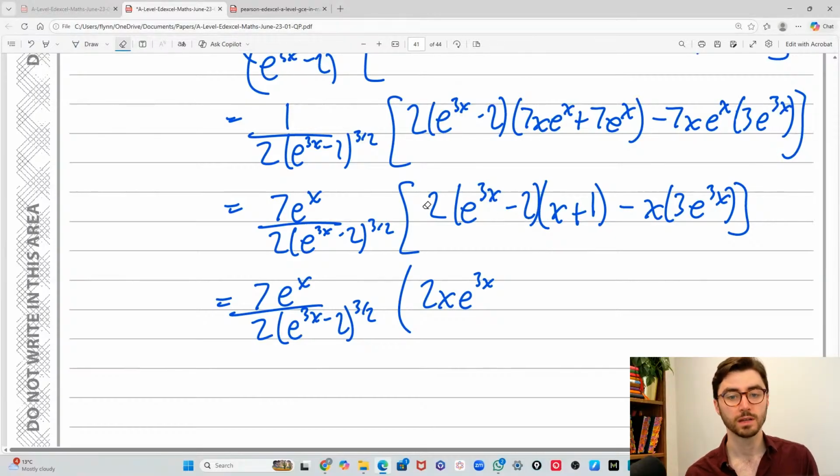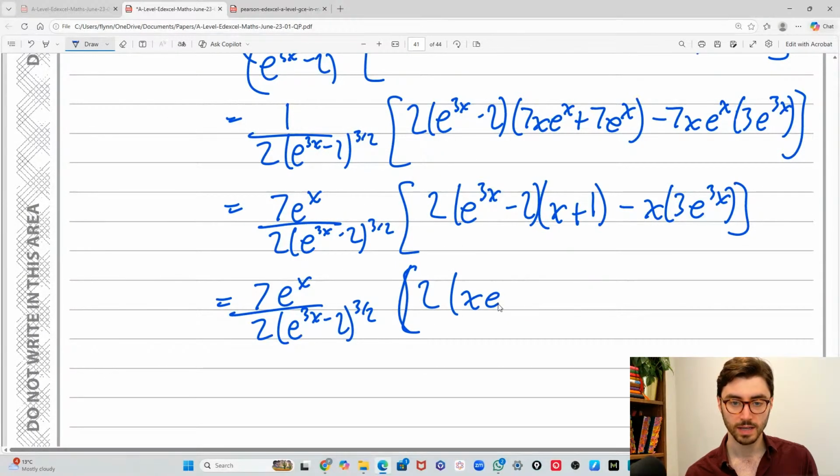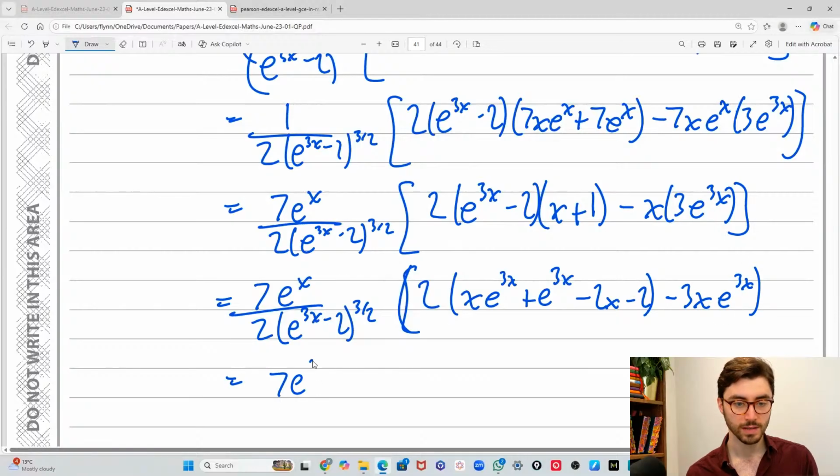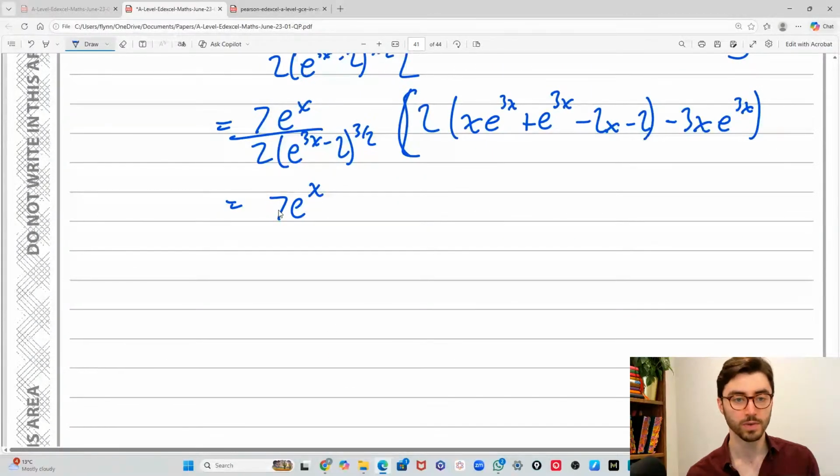All right, so I'm going to just be nice and methodical here. So that's 2 into x e to the 3x plus e to the 3x minus 2x minus 2 minus 3x e to the 3x. Cool. 7e to the x. God, this is getting annoying having to write this all out, but do you know what? It's worth it because it's so rare you get a question this ugly and get the satisfaction of toppling it.